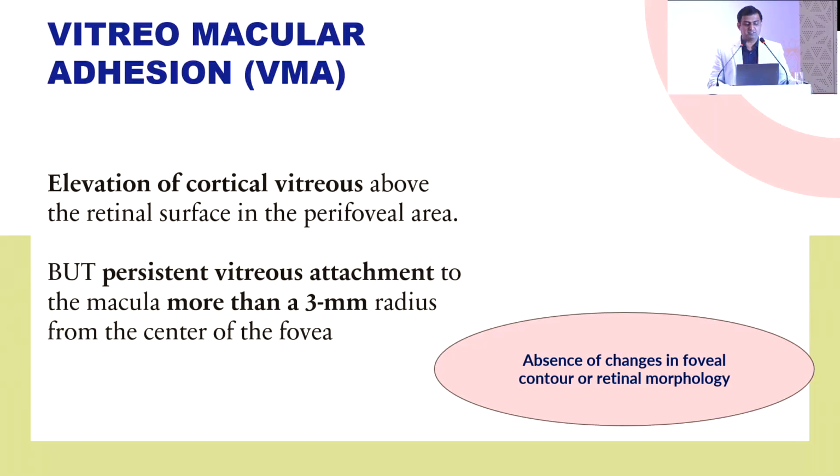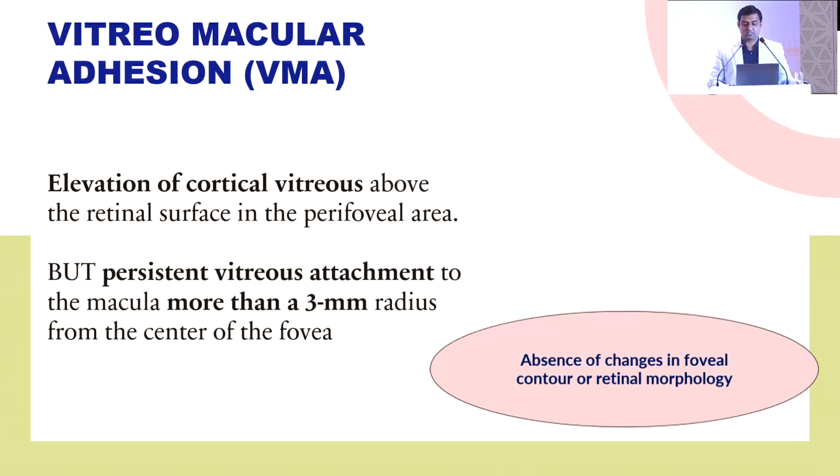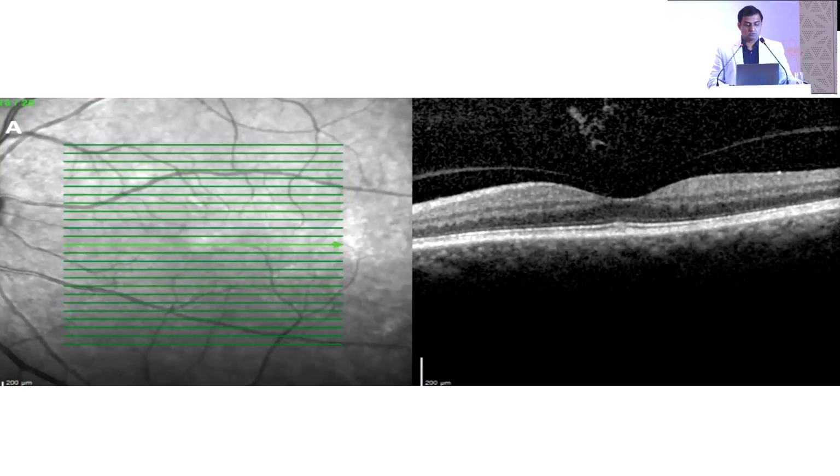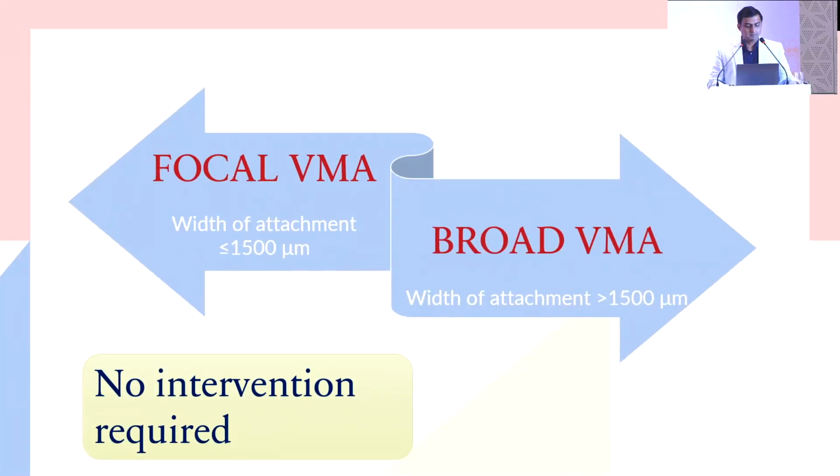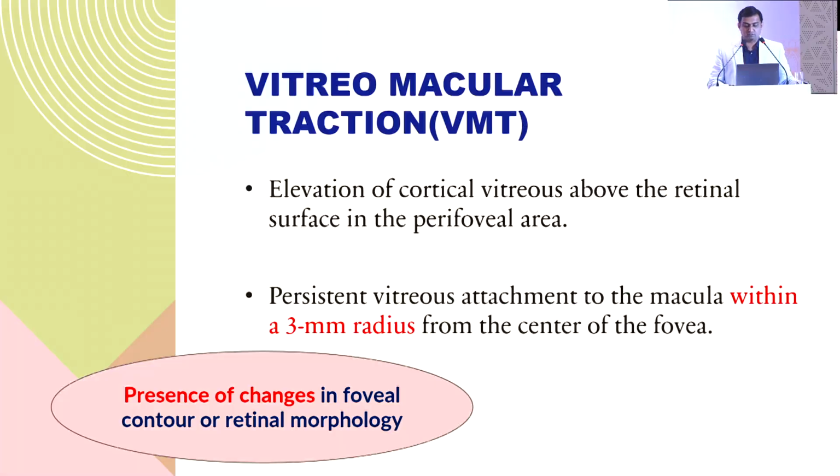So when do we call it VMA? When there is elevation of the cortical vitreous above the retinal surface in the perifoveal area, but with persistent vitreous attachment to the macula, which is within a 3 mm radius from the center of the fovea. So this is the VMA, vitreomacular adhesion, because there is no traction yet. And how do we classify vitreomacular adhesion? According to the IVTS study, it is focal if it is less than 1500 micron, and broad if it is more than 1500 micron. So in these cases, usually no intervention is required.